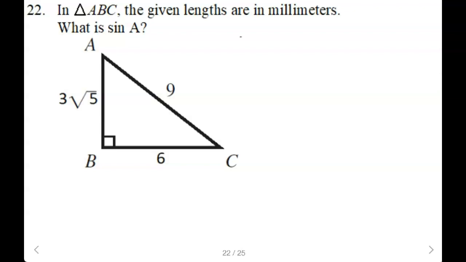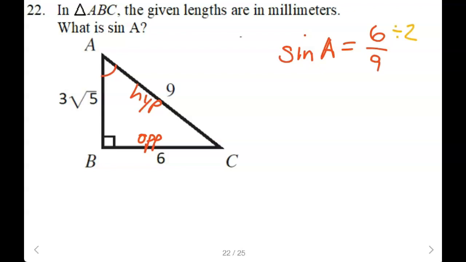All right, here we're trying to find the sine of angle A. So from angle A, the opposite side is 6, and the hypotenuse is 9. Sine of A equals opposite over hypotenuse. And then we can simplify this by dividing them both by 3. So the sine of A simplifies to 2/3.